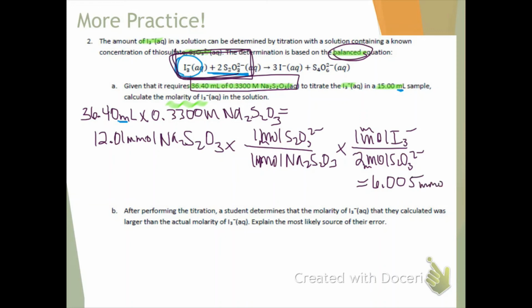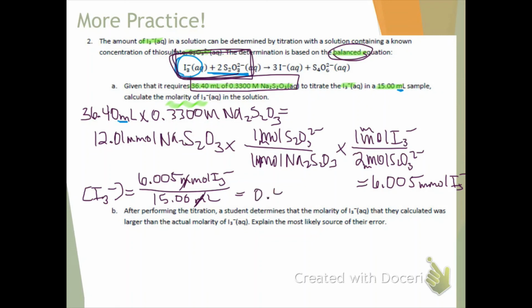From this, we will find that we had 6.005 millimoles of I3-. As we mentioned earlier, to go and find that concentration, we are going to need our moles, or in this case, millimoles of I3-. And we can divide it by our volume of I3- in milliliters. Millimoles, we'll call the milli part to cancel out. We'll end up with moles over liters, giving us a concentration of 0.4003 molar for our I3-. So there you have it, some redox titration stoich.